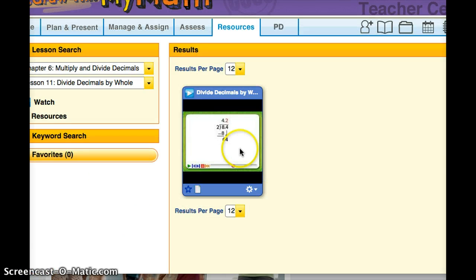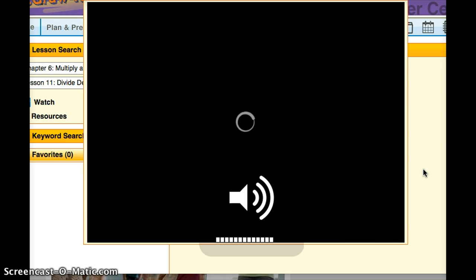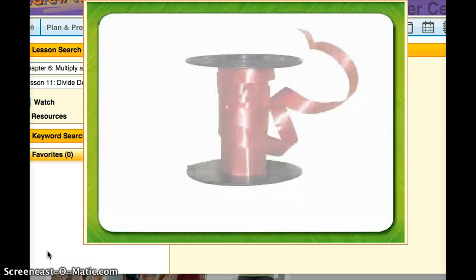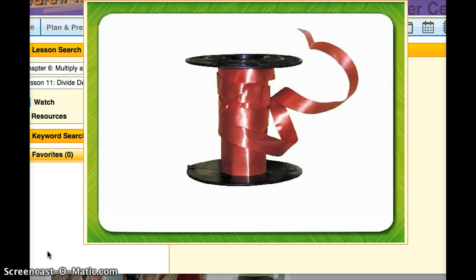Alright, let's watch this video from our book. Divide decimals by whole numbers. There are 8 4/10 meters left on a roll of ribbon. Let's help Nancy cut the ribbon in half. How long will each piece of ribbon be?